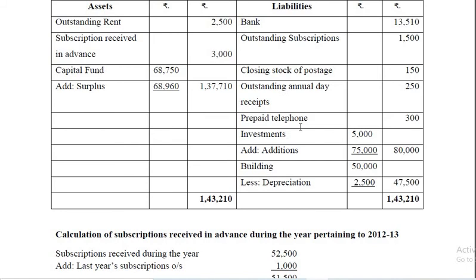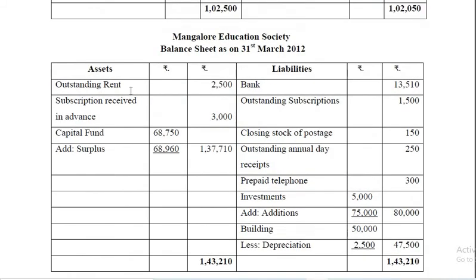Building balance at the beginning 50,000, but during the year there was depreciation to the extent of 5%, so that comes to 2,500. As a result, balancing value is 47,500. Look at the liability side, subject to correction once again here. It should be liabilities and this should be assets. Once again, I am subject to correction.